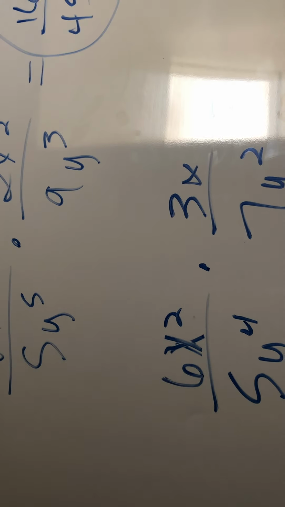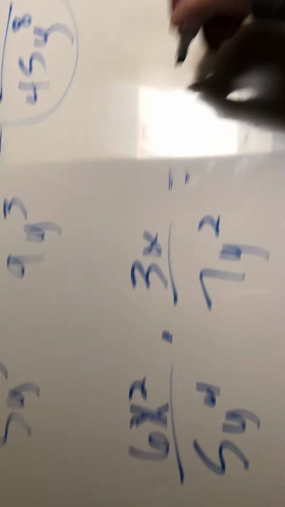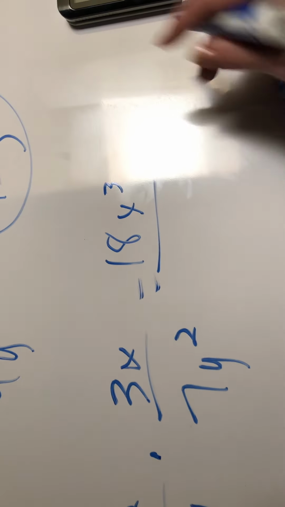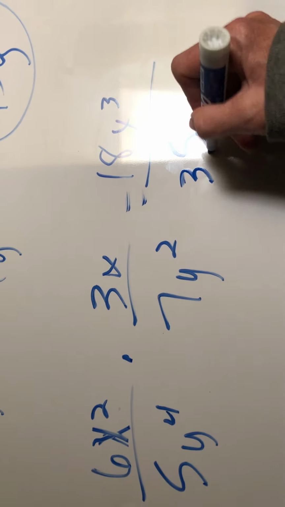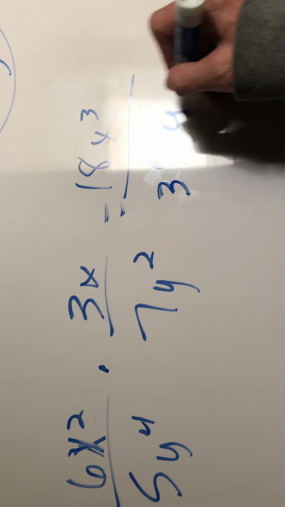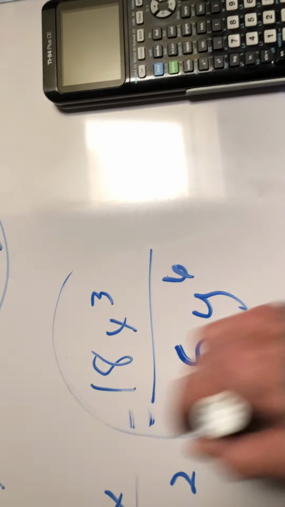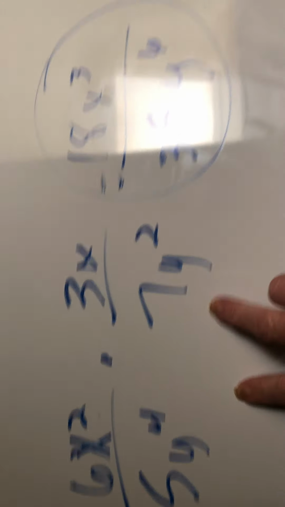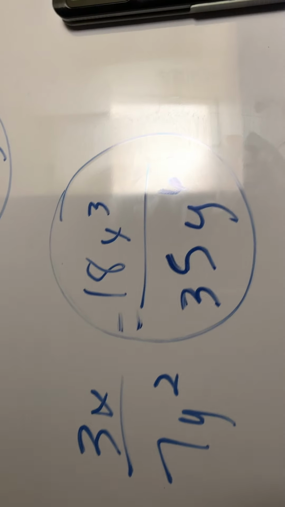6 and 3 are both in the top, so you can't cancel them. You need to multiply them and get 18. X squared and x is x cubed, so you have an 18x cubed on the top. Then on the bottom, 5 and 7 is 35. And then y to the 6th. So y to the 4th and y squared is y to the 6th. Again, we couldn't cancel here, so we can't cancel here. We do all our reducing first before we multiply.